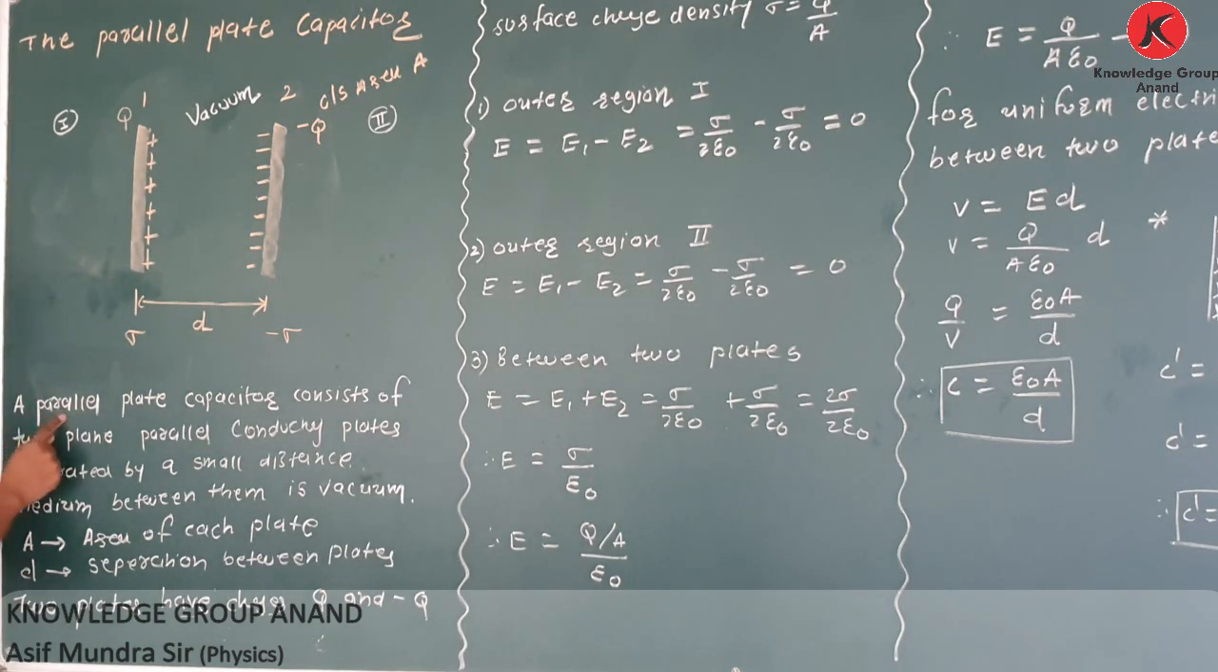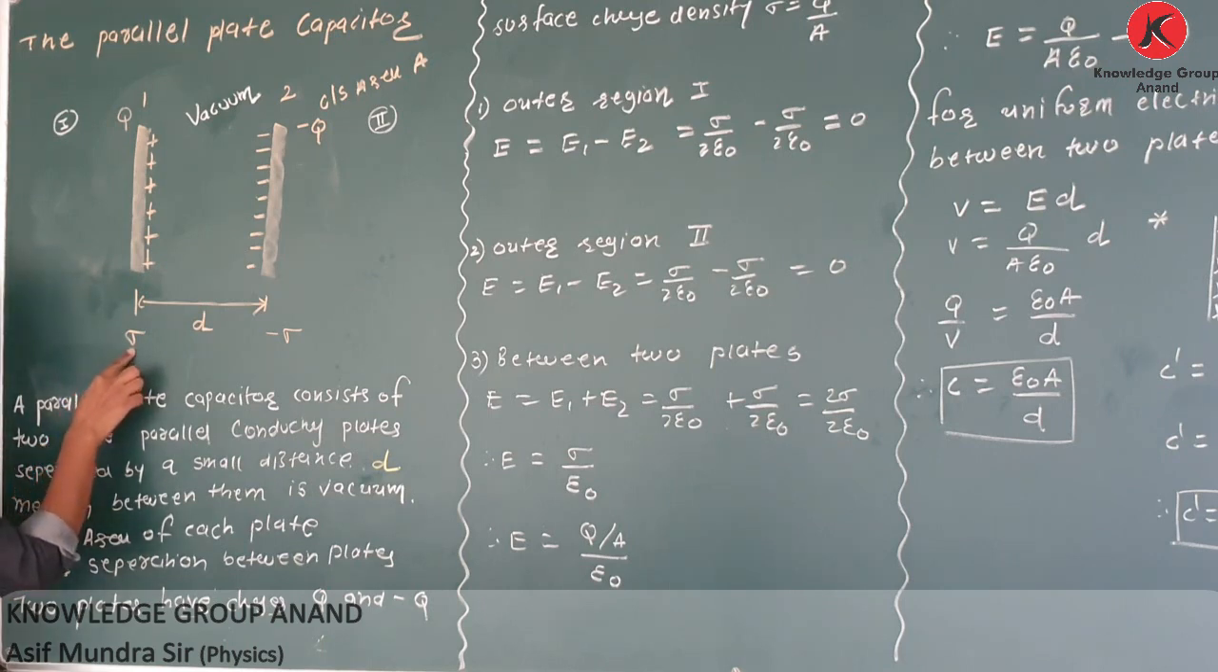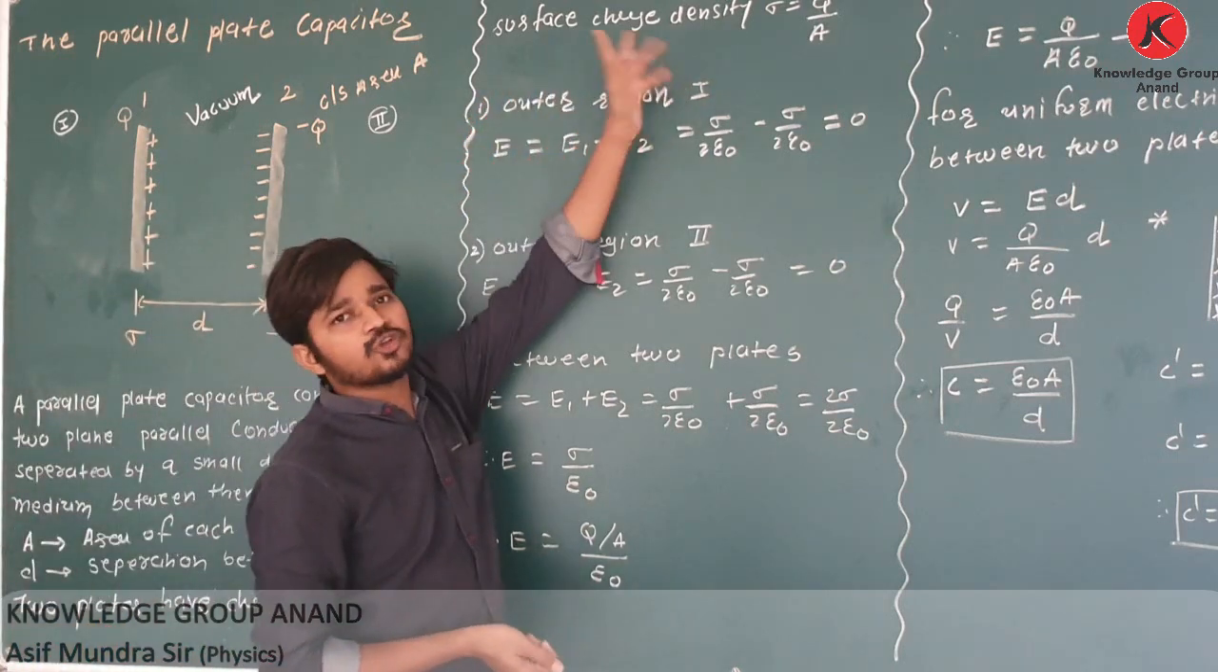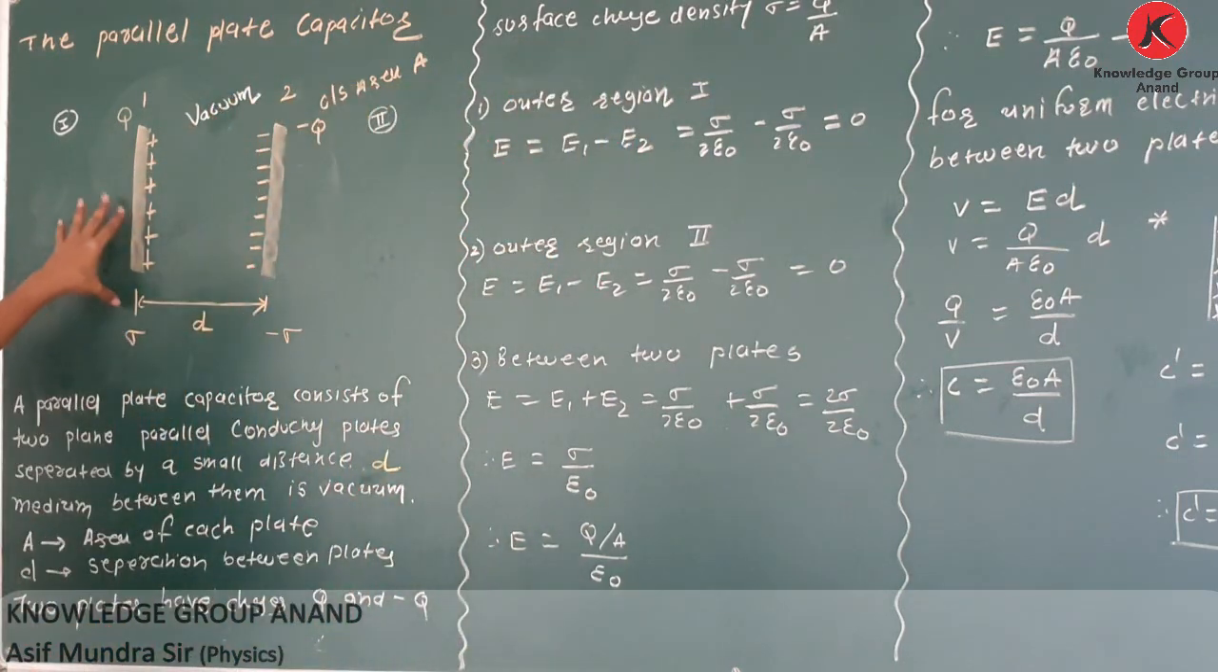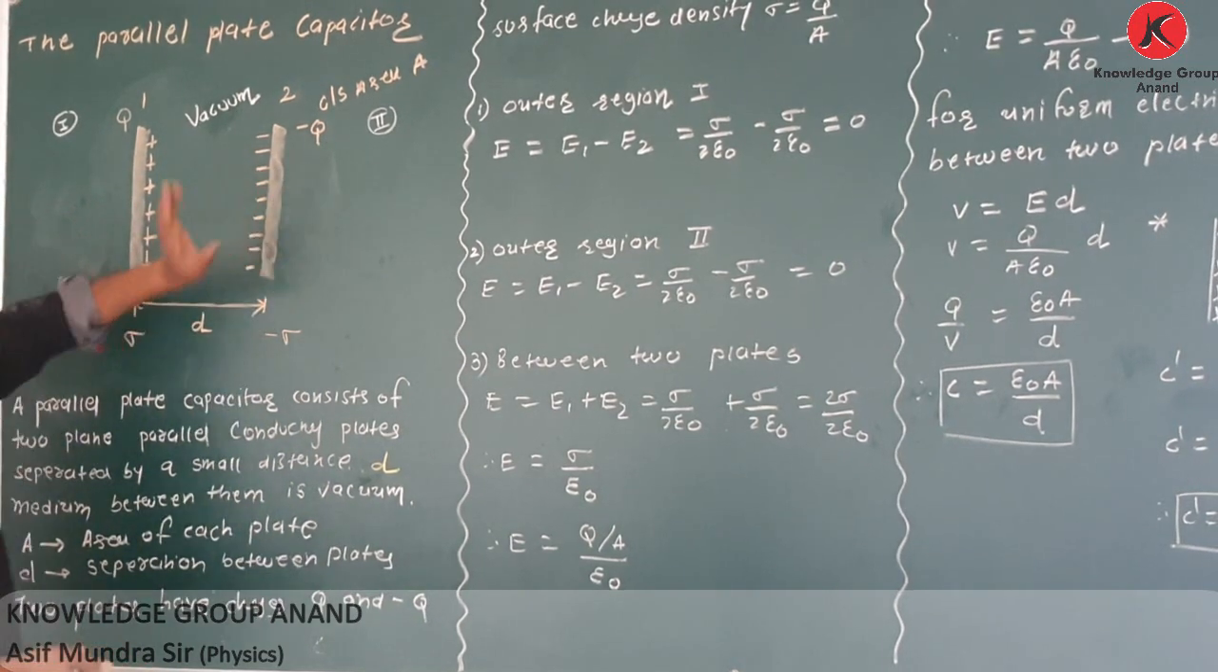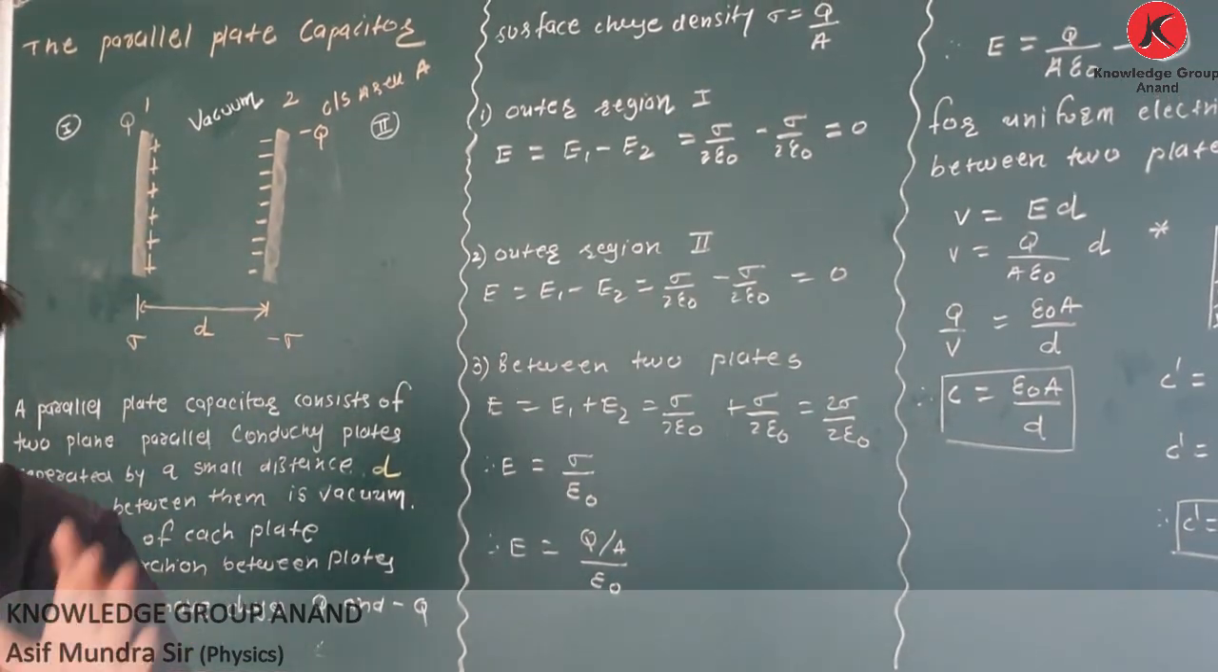Again, a parallel plate capacitor consists of two plane parallel conducting plates separated by a small distance d. The medium between them is vacuum. A is the area of each plate. d is the separation between plates. The two plates have charge Q and minus Q. So what is the surface charge density? Surface charge density is sigma, and we know how to define it. Surface charge density sigma is equal to Q upon A. For this plate, positive, and for this plate, it is negative.